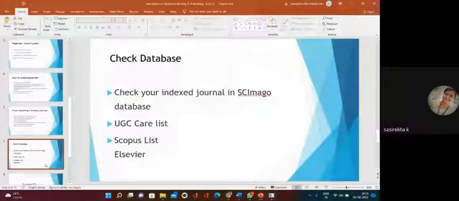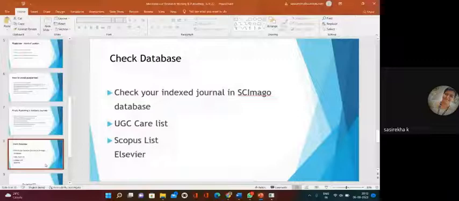Due to limitations of this webinar, I could not give more details on the SciMago database elaborately, but being a researcher, every one of you could check the SciMago database with your personally indexed journals in hand. And instead of believing someone who says that it would come under the UGC CARE list, you can straight away check the UGC CARE list on the website itself. The same way with the Scopus list, the Elsevier list, whatever it is, identify the database itself.